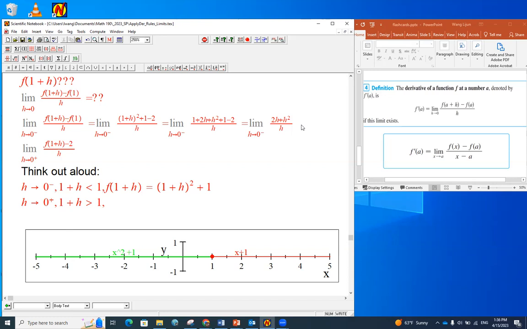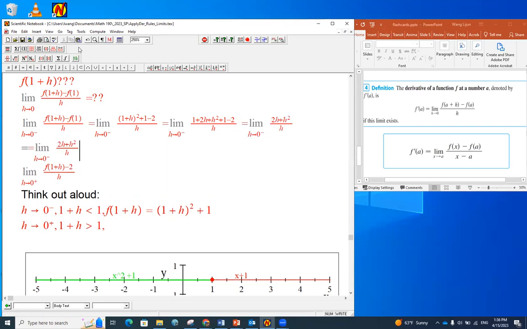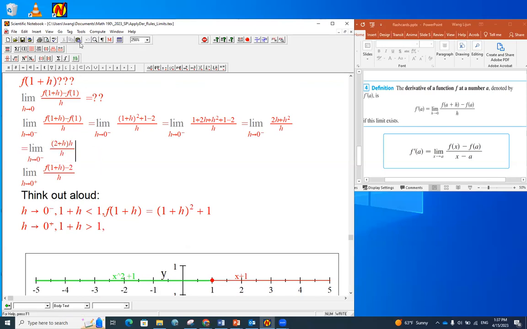And we've got a common factor h, right? So we factor this out. And h is factored out, and h and h are reduced. So by this time, we will have 2 plus h left. And then we can do direct substitution. That's going to be 2 plus 0, which equals 2. That's the limit from the left.